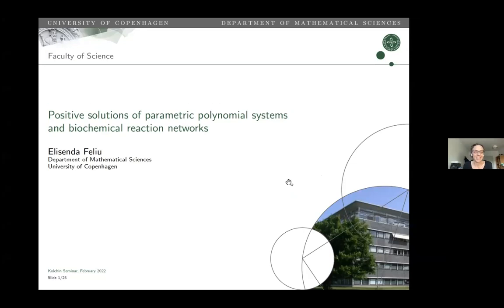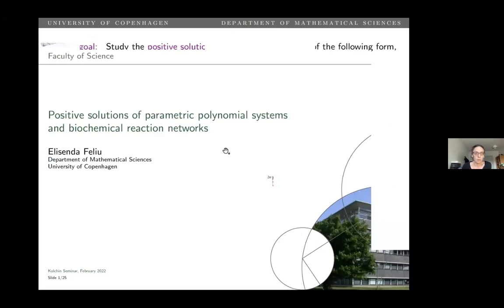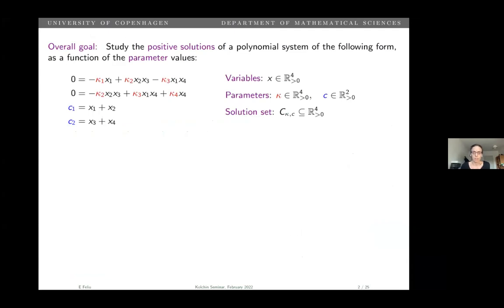But yes, so today I will talk about some systems of polynomial equations that appear when modeling biochemical reaction networks. And I will focus mainly on tools to study them. So that's the goal of today. And let me start with, here it is, just a brief introduction of what the talk is about, right? And the talk is about understanding systems that have this form here.